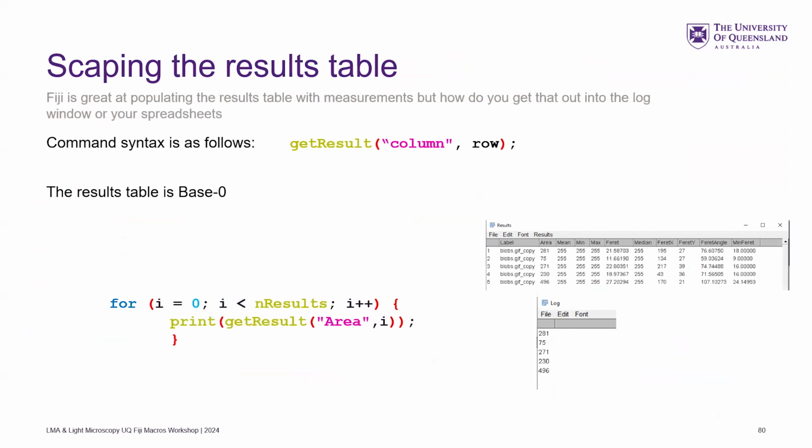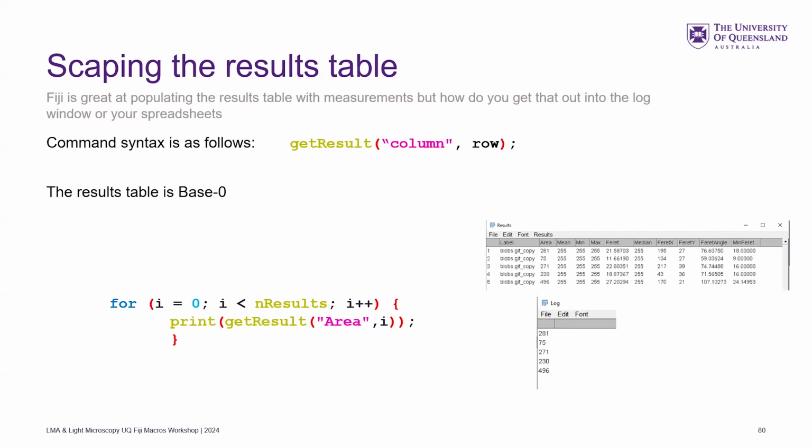So I said before that we can generate these lovely results tables, but how do you get them out into an actual spreadsheet or something useful, rather than just saving this thing? The results table is base 0, and we use this command getResult, where the string is the exact title of whatever the column name is, and then the row number. So if you wanted to scrape out the first row here, that's the area, it would be getResult area, comma 0. Does that make sense?